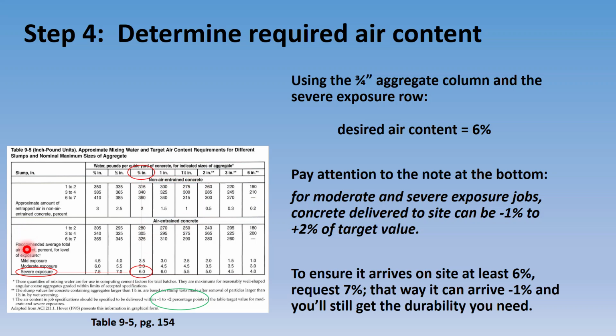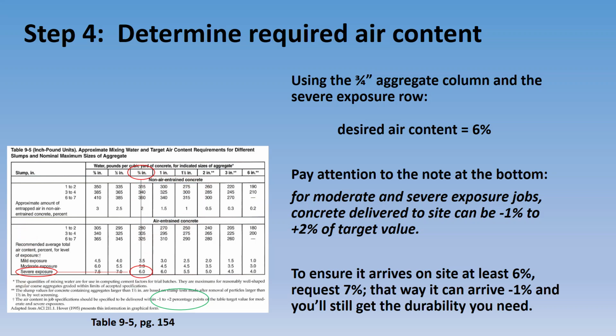And you have exposure conditions over here. We're severe exposure, so we're going to come over on severe exposure into the 3/4 inch column, and you can see we're at 6.0. And that means 6% is the desired air content of our concrete to give us the durability needed for those exposure conditions.